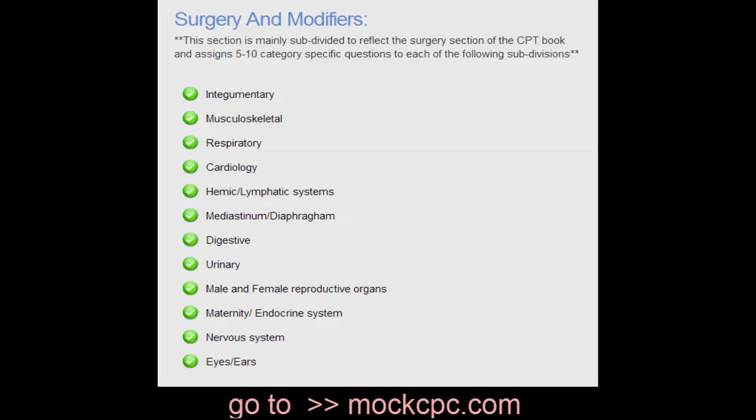Surgery and modifiers. This section is mainly subdivided to reflect the surgery section of the CPT book and assigns 5 to 10 category-specific questions to each of the following subdivisions: integumentary, musculoskeletal, respiratory, cardiology, hemic and lymphatic systems, mediastinum and diaphragm, digestive, urinary, male and female reproductive organs, maternity and the endocrine system, nervous system, eyes and ears.